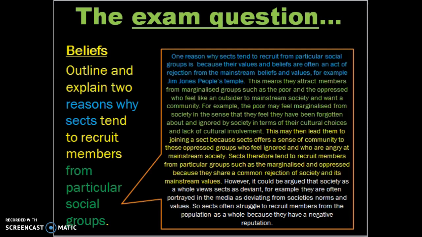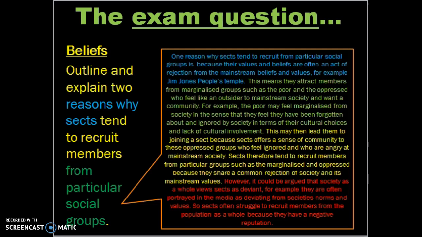So already this student has shown good knowledge about sects and social groups, but she is cementing the application and restating why that social group, the poor, are attracted to sects by showing something that they both have in common, which is that they have this common rejection of society and its mainstream values. And this student ends by adding a final piece of analysis as she digs a little bit further and discusses why sects fail to attract people from the whole of society.